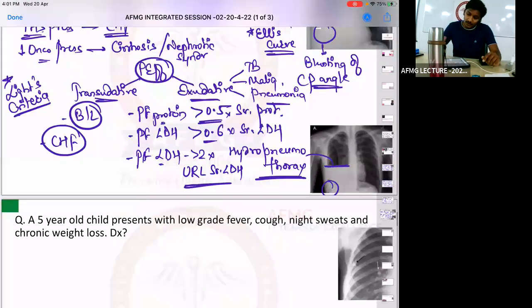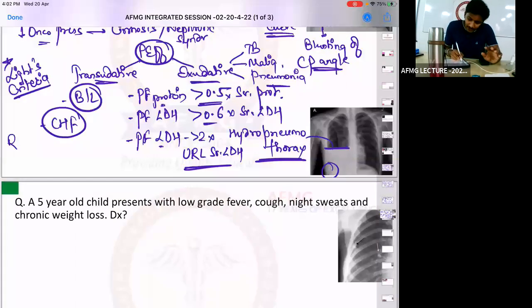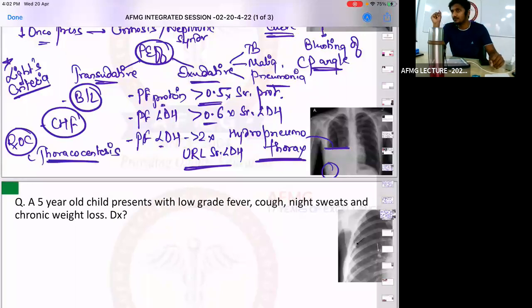Okay, no issues. Tell me quickly the treatment of choice. Investigation of choice, definitely first line is X-ray. Investigation of choice is HRCT chest. Treatment of choice: you can put an ICD, what is that called? Thoracocentesis is the treatment of choice. So we will insert a needle or a tube and drain the fluid. This question used to come earlier.